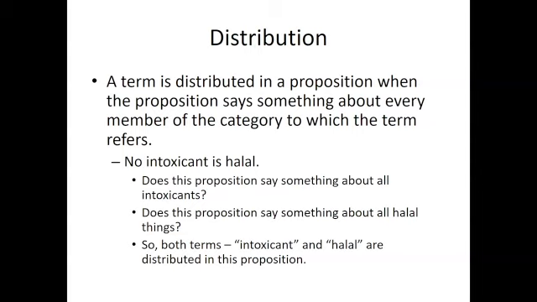This is different than the previous one, though, because in this case halal, the other term in the proposition, is also distributed. It is telling us something about every halal thing: that none of them are intoxicants, so they're all not intoxicants. So when we say that no intoxicant is halal, this proposition is saying that no thing in the category of intoxicant is halal, and no thing in the category of halal things is an intoxicant. So both terms are distributed in this proposition.